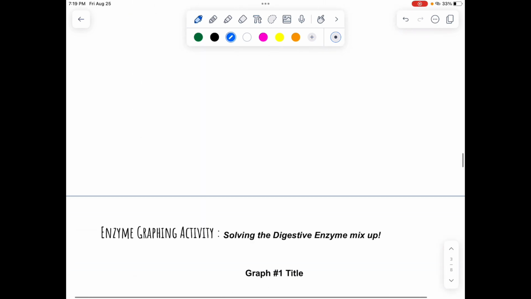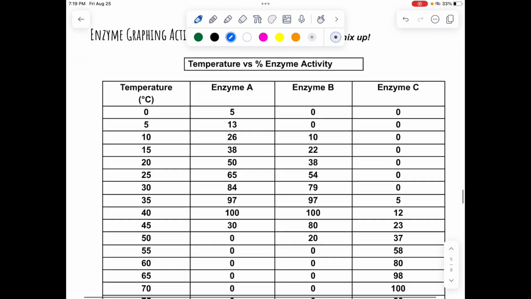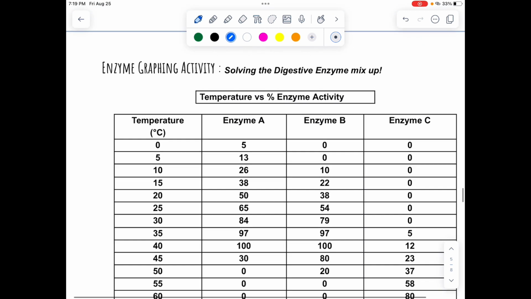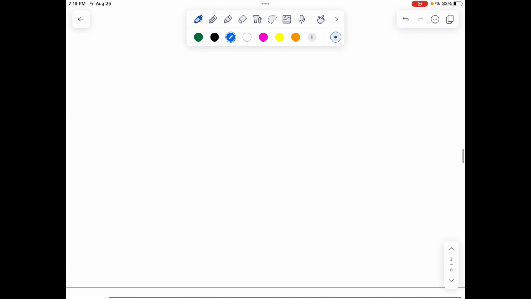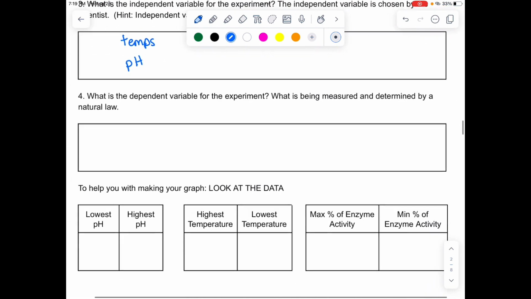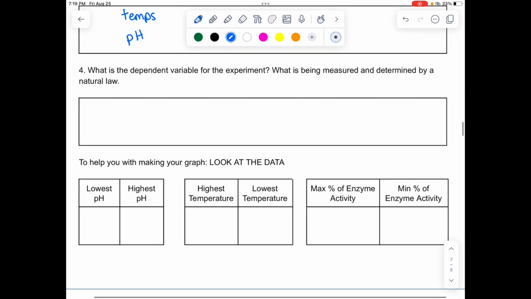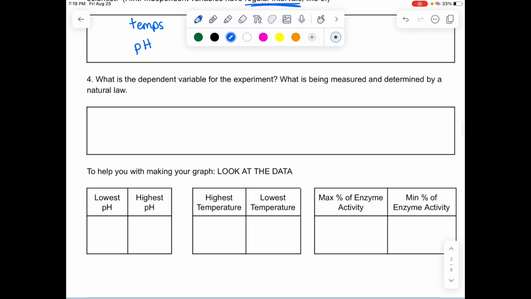The other thing that we're going to look at on the next data table down here is that temperature. So again, we've got the equal intervals. So again, that is going to be our independent variable. So coming back up here, what is the dependent variable? What's being measured and determined by natural law? So what we're looking at is the percentage of the enzyme's activity. So basically we're looking at, well, how well does it function?